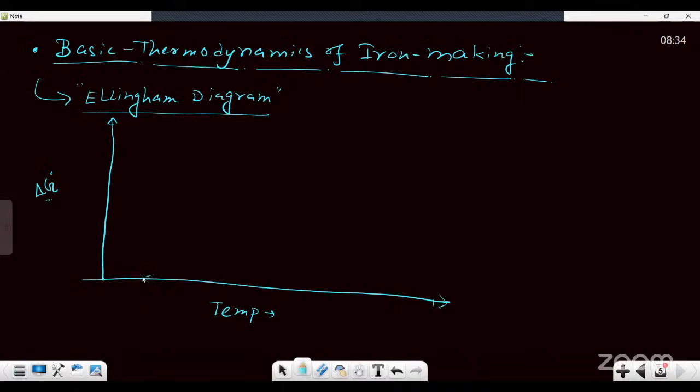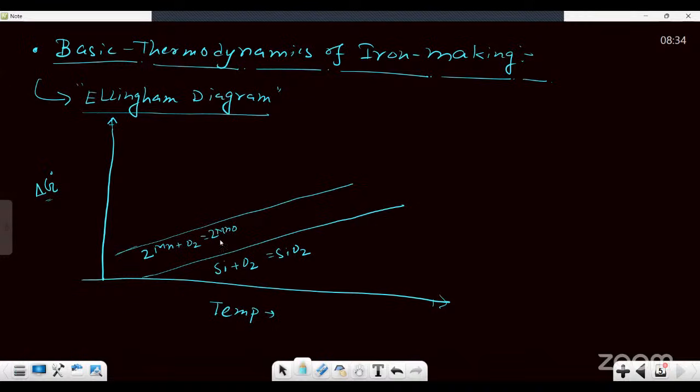So this is silicon. This is the curve for silicon plus O2 giving us SiO2. Similarly, suppose another curve we have drawn, something like this. And this is the curve for manganese plus O2 giving us MnO. While writing this equation for the Ellingham diagram, always remember that 1 mole of oxygen should be used. So every time we will be using 1 mole of oxygen only, because that is the basis of calculation of the delta G value, right?